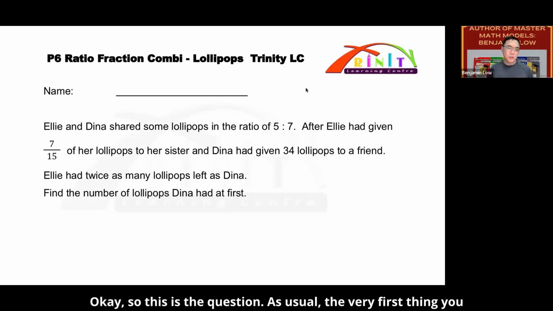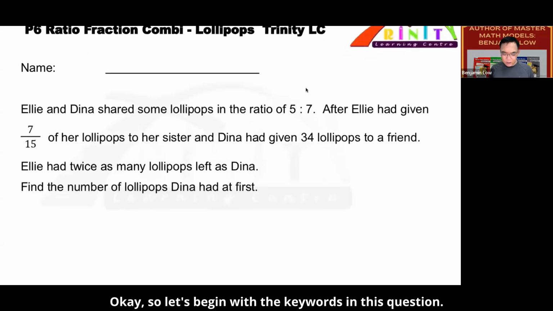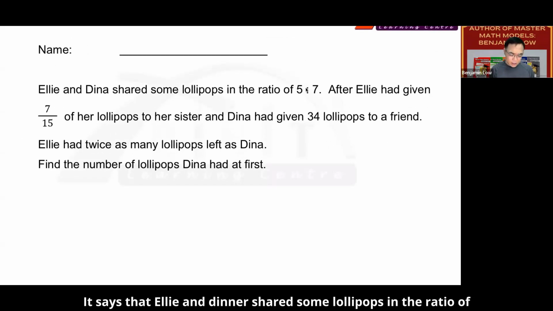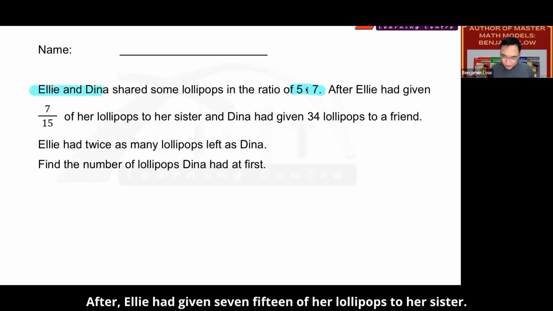Okay, so this is the question. As usual, the very first thing you should do in any question is to highlight the keywords. Okay, so let's begin with the keywords in this question. It says that Ellie and Dinah shared some lollipops in the ratio of 5:7. After Ellie had given 7/15 of her lollipops to her sister.